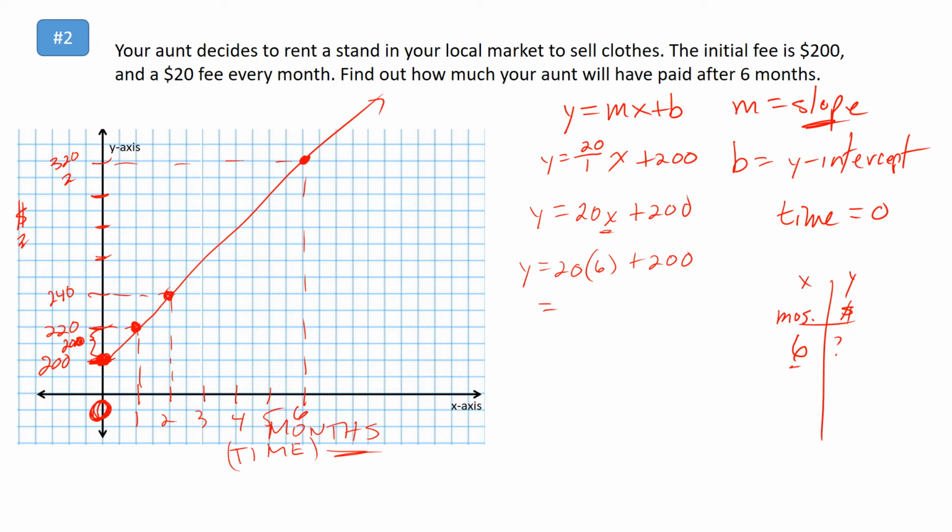So 6 times 20 is 120, plus 200. 120 plus 200 is, oh my gosh, $320, and that's exactly what our graph had told us. So after 6 months, she will have paid $320 according to our graph and according to our equation. Done.